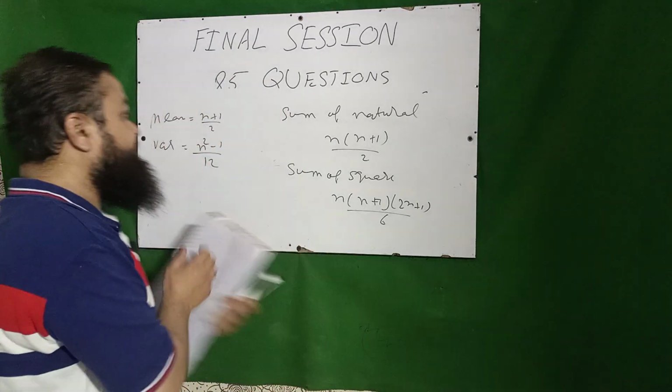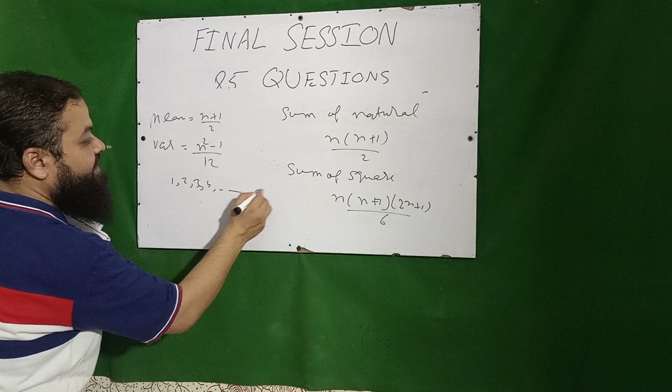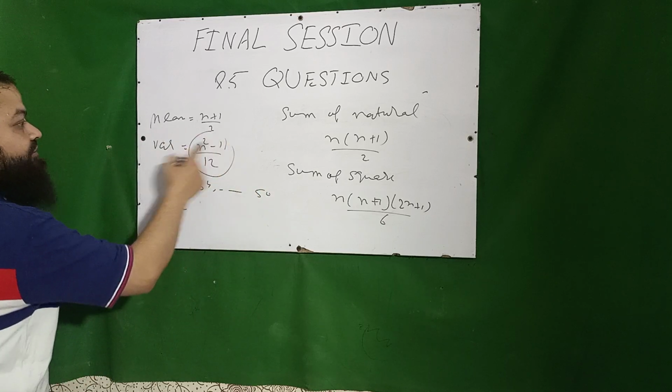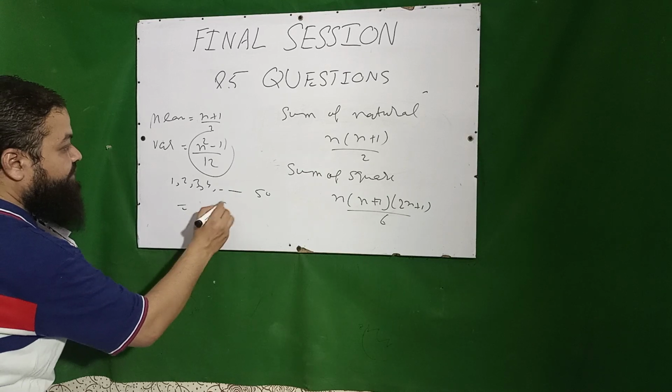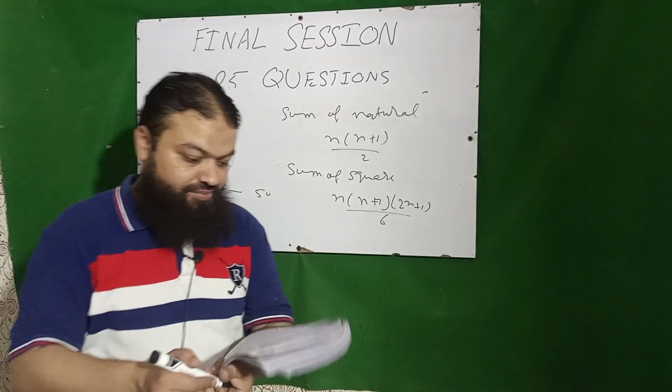If a numerical question is given, for example 1, 2, 3, 4 up to 50 numbers, and the question is to find out the variance, the formula is n square minus 1 over 12, 50 whole square minus 1 over 12, and you will get the answer of the variance.